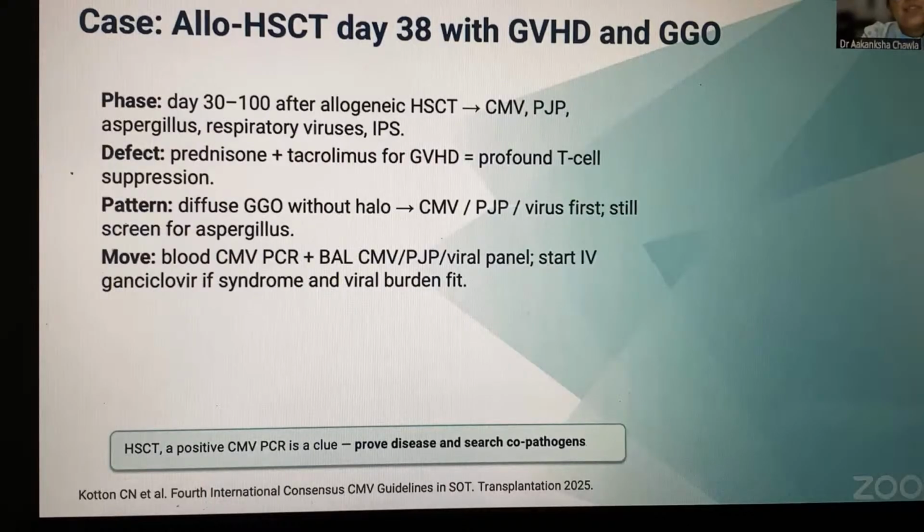Now, the patient is on prednisolone and tacrolimus for GVHD, so profound T cell suppression, and has diffuse GGOs without halo. So again, the possibility of pneumocystis, CMV, as well as viruses should be kept, and you must screen for aspergillus as well. Send your blood CMV PCR, send your BAL samples, and start IV ganciclovir if the syndrome and the viral burden fit for CMV infection. Now this patient had CMV infection.